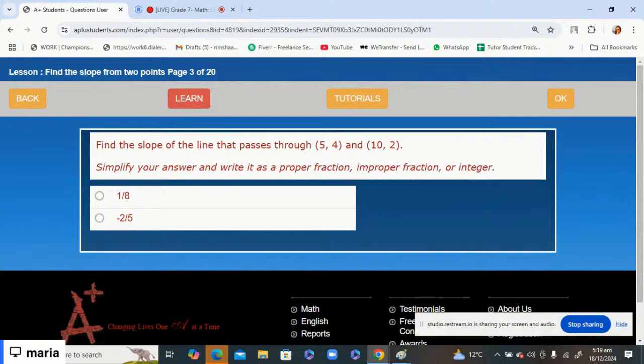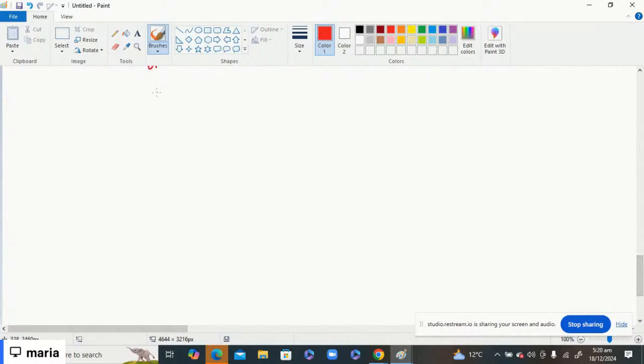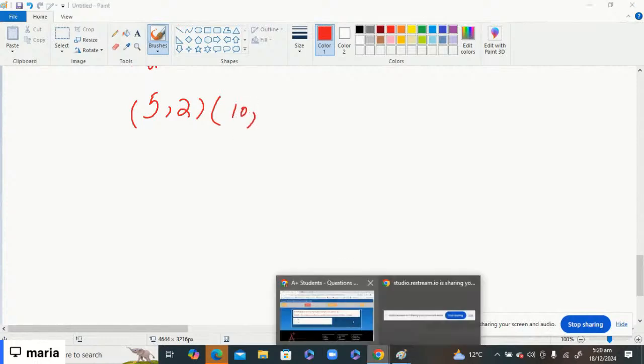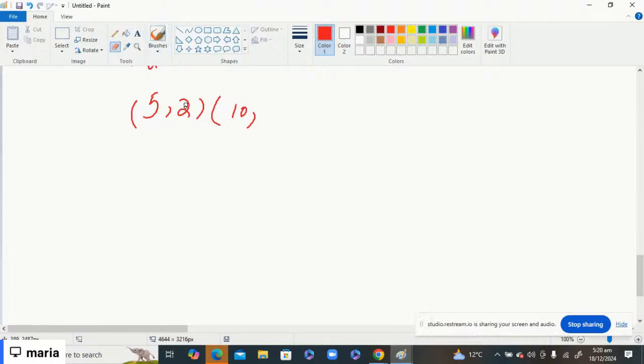This is 5, 4 and 10 and 2. Let's go, let's check. 5, 4 and 10 and 2.